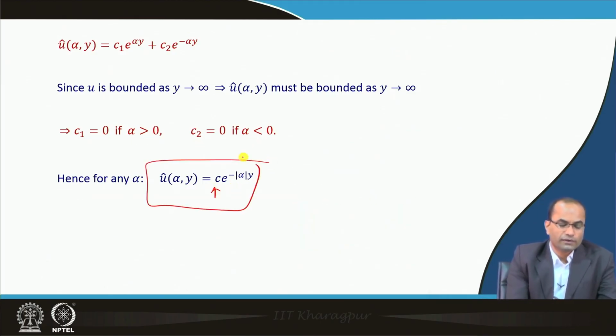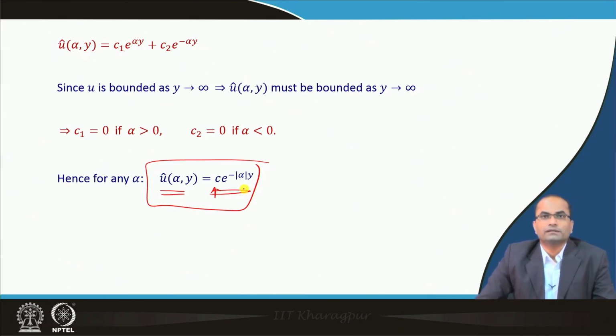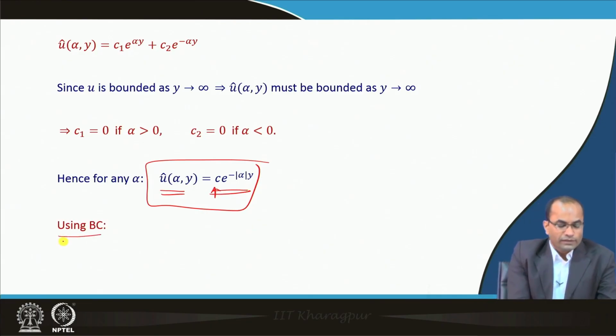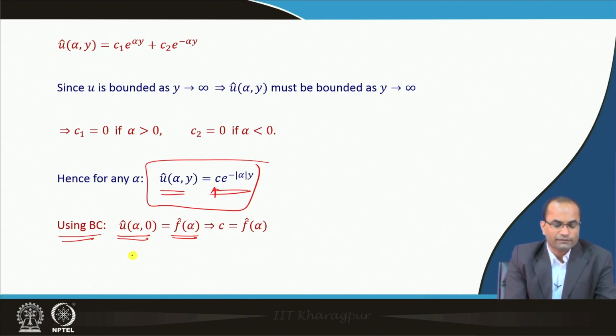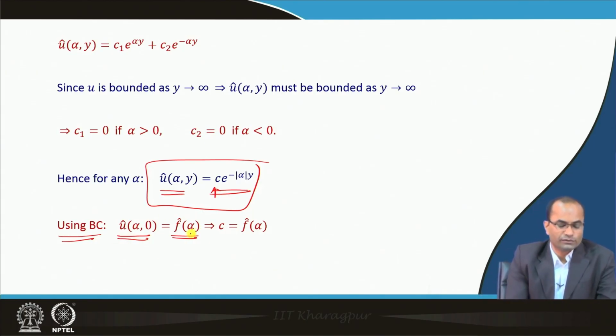So, for any value of alpha, we can write down that u hat(alpha, y) will be of this form, c e^(-|alpha| y). Now, we can use the other boundary condition, which was u hat(alpha, 0) is f hat(alpha). We have taken the Fourier transform of u(x, 0) = f(x), so here u hat(alpha, 0) is equal to f hat(alpha).